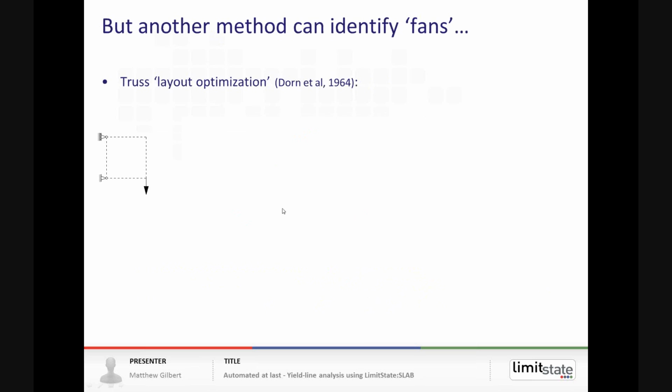Later on, in the 2000s and 2010s, we at LimitState came along and realised that there are other numerical methods that could identify these fan type layouts, and it was very much based on work in the truss layout optimization field that was spearheaded by Dawn and others in the early 1960s. And just explain the method here.